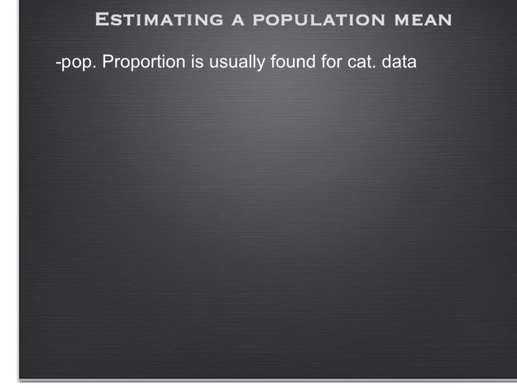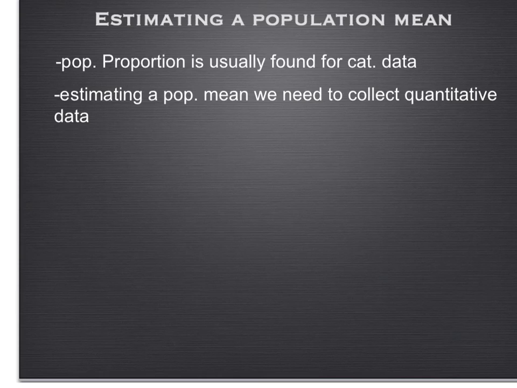In the last section we found population proportion confidence intervals, and population proportions are usually found when we're looking at categorical data. When estimating a population mean, we need to collect quantitative data. It makes sense to try to estimate the mean amount of sleep that students at a large high school got last night, but not their mean eye color.